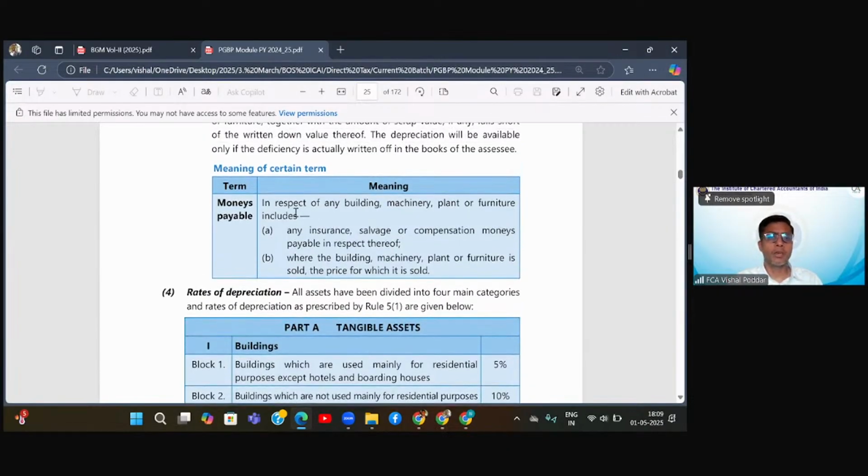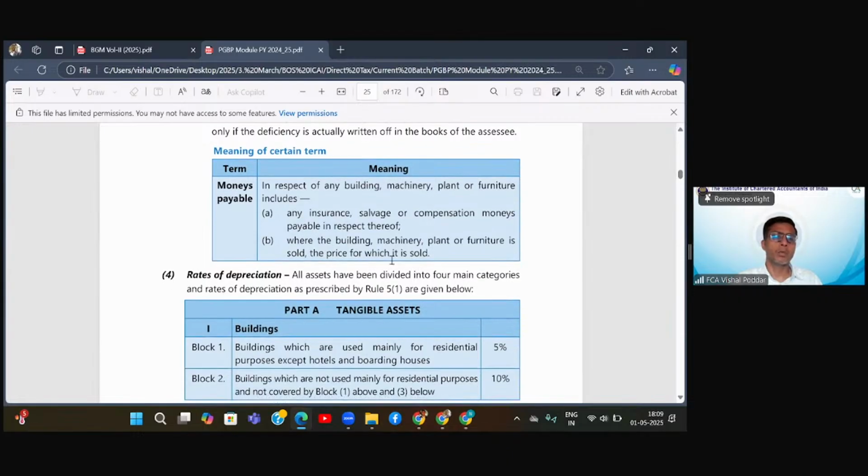So this is what is given in respect of any building, machinery, plant, furniture, and includes the insurance value, salvage value, compensation, etc. Where the building, machinery, plant is sold, the price for which it is sold. So in simple words, it is your sale value.